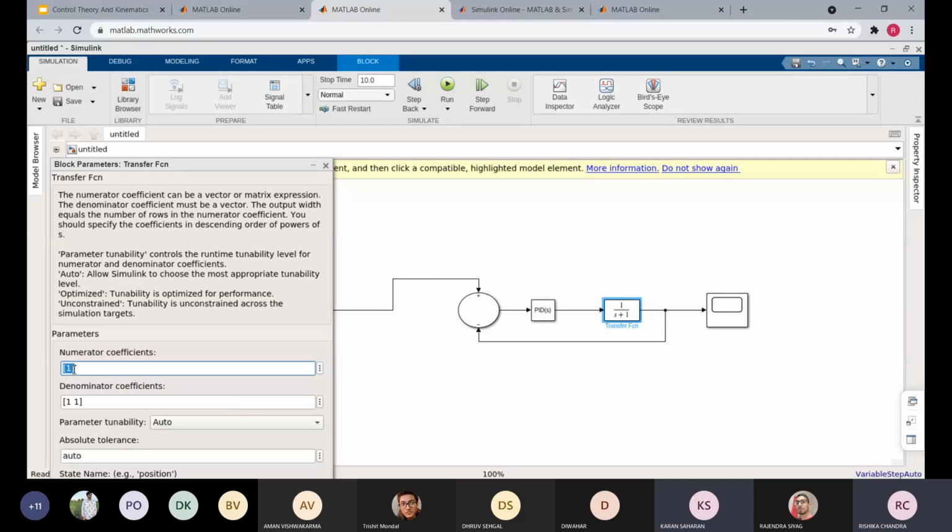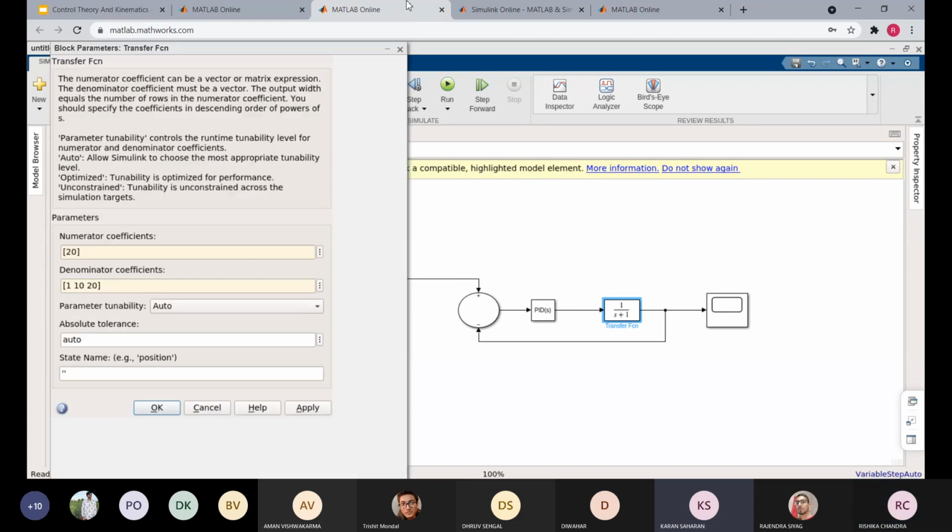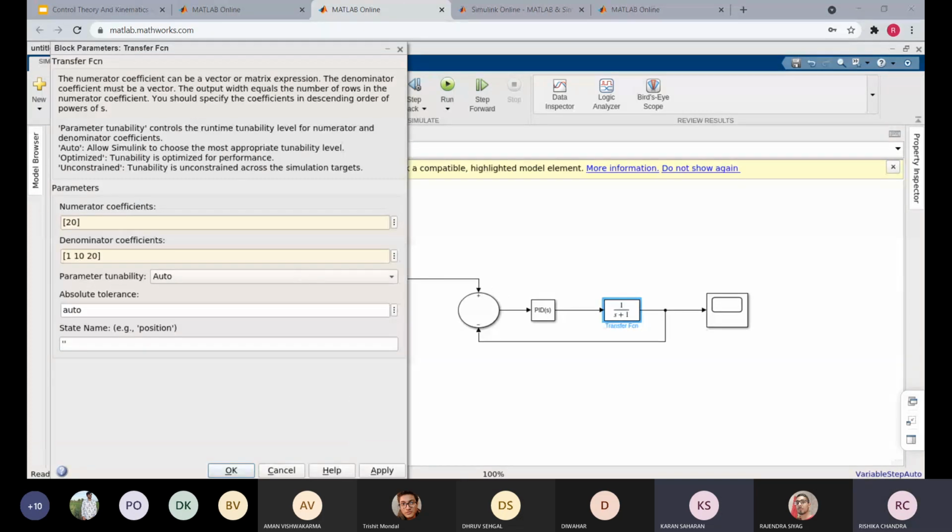And now let's take some other values for the transfer function. Let's say here, see, you can write 20. You can write here 1, 10, 20. Okay. By double clicking on that, you can change its value. Then click on apply. Okay.